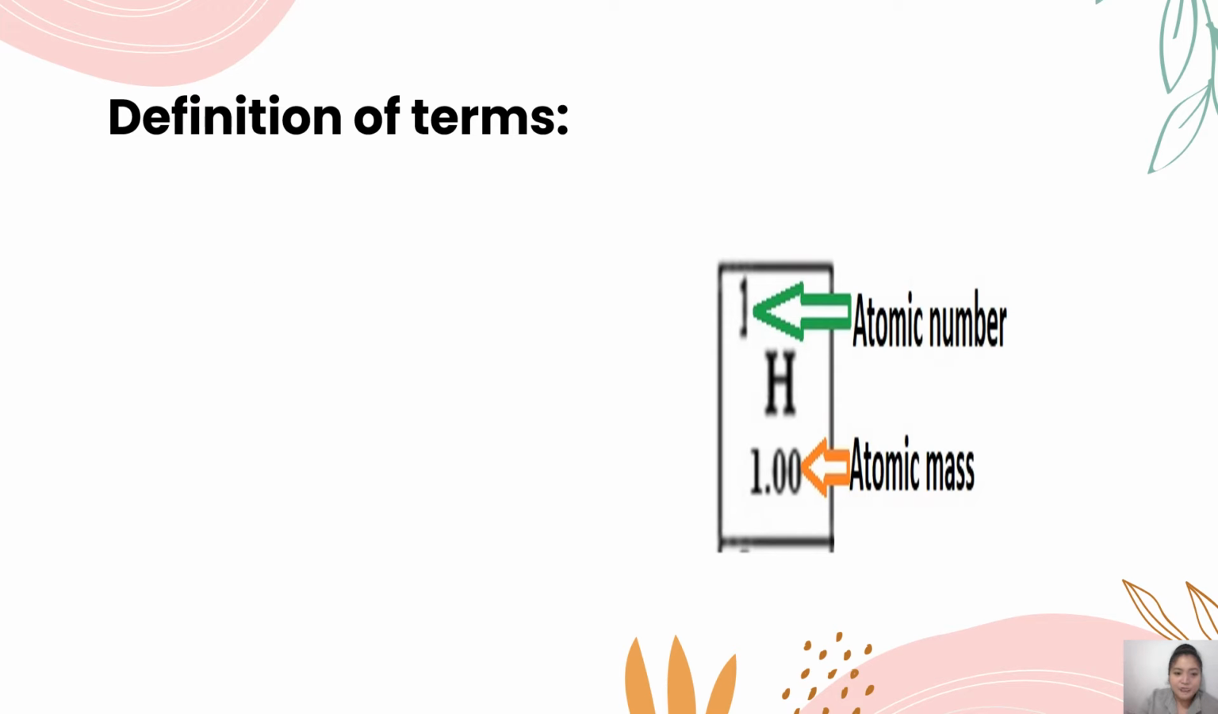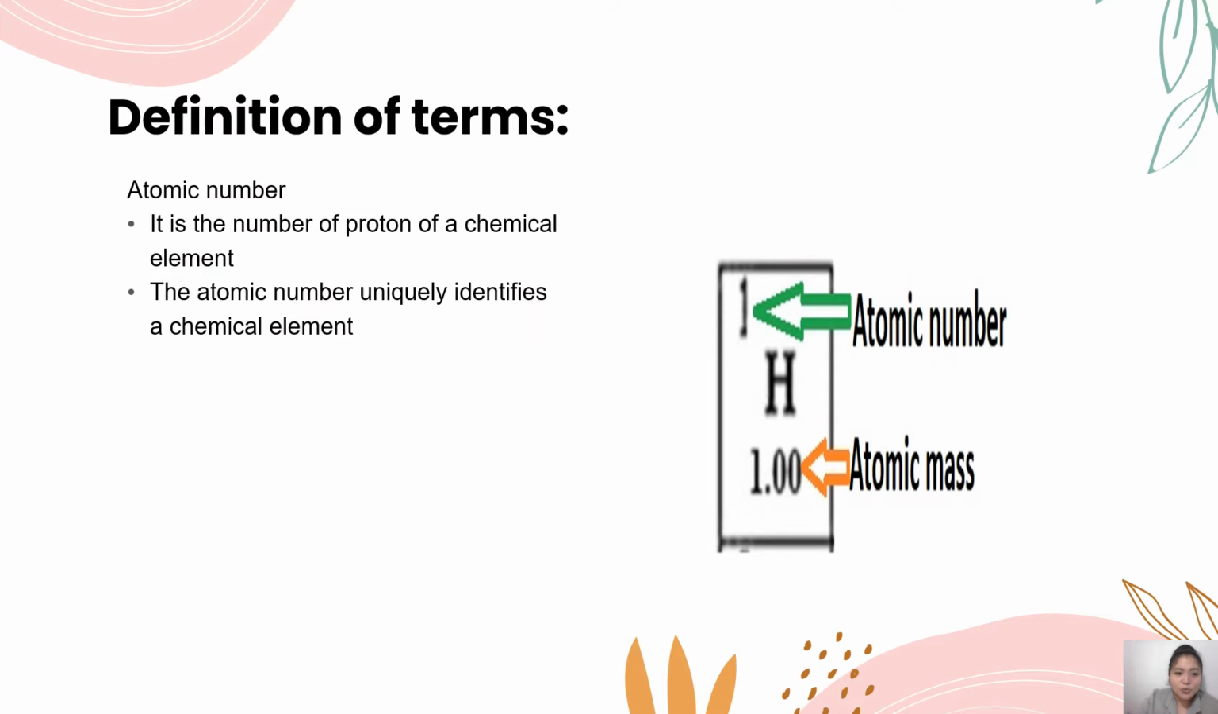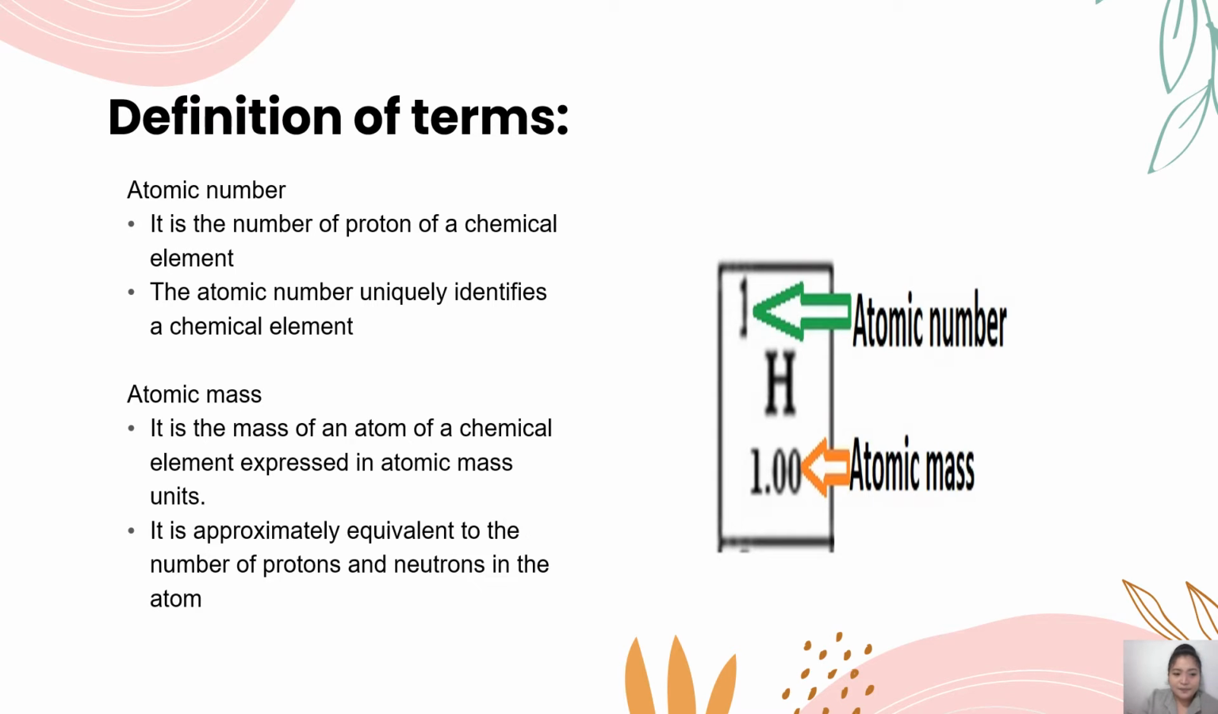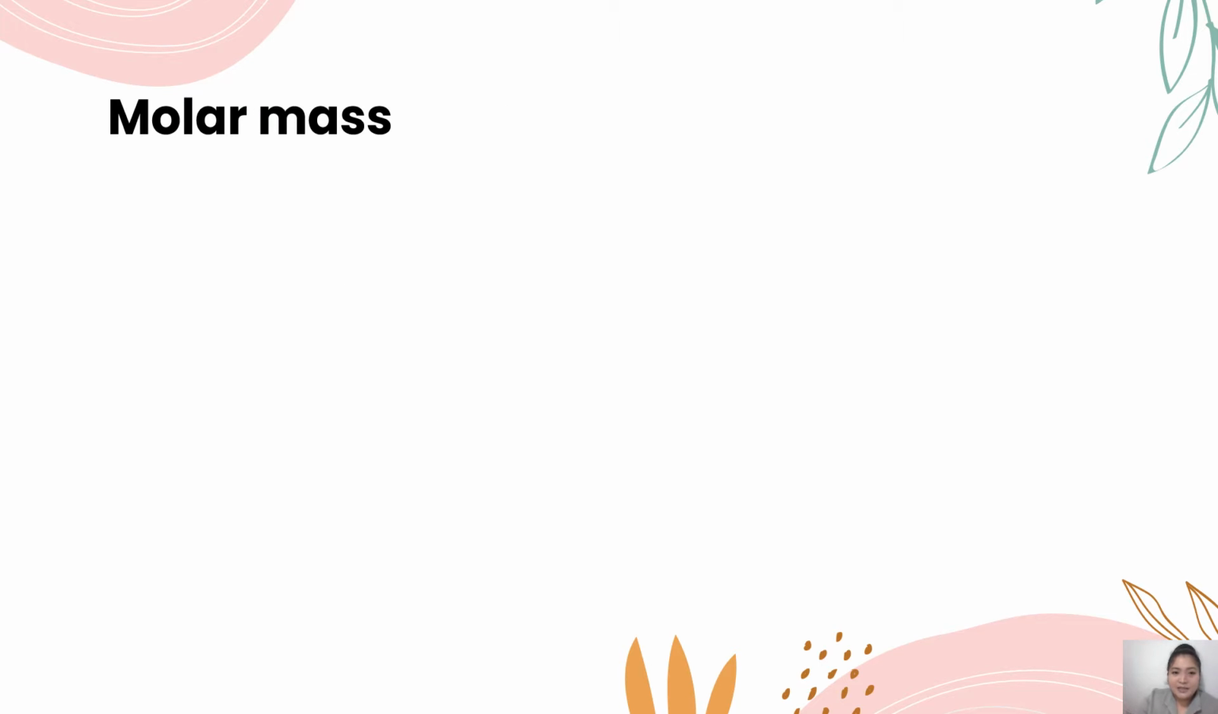Then we also have the next one, and it is the atomic mass. The atomic mass of an atom of a chemical element is usually expressed in atomic mass units. And also, it is approximately equivalent to the number of protons and neutrons in the atom. So, what is the definition of molar mass? This is where our discussion will be.